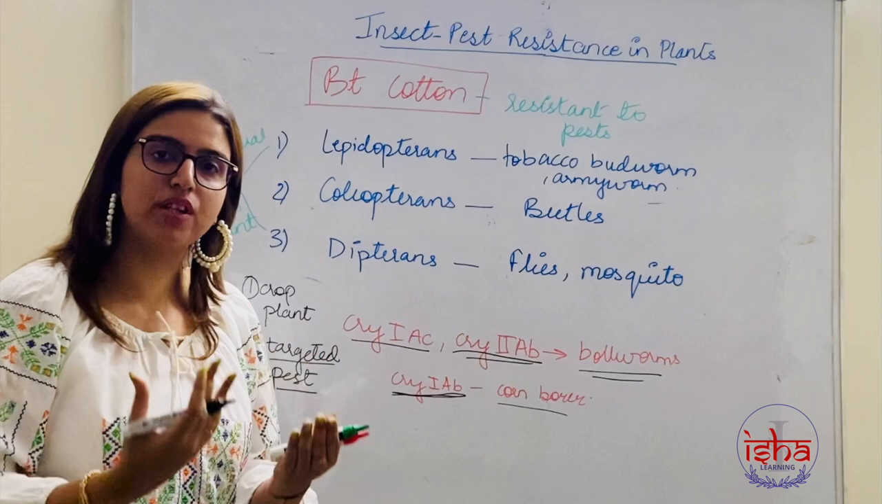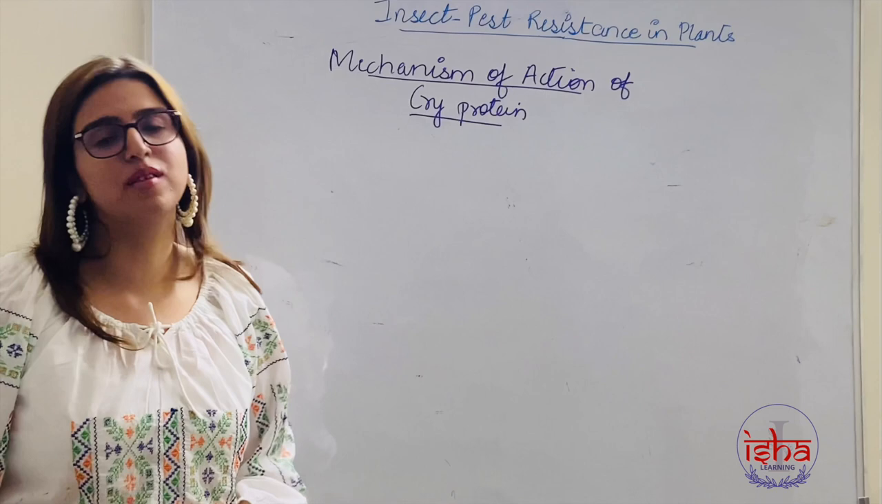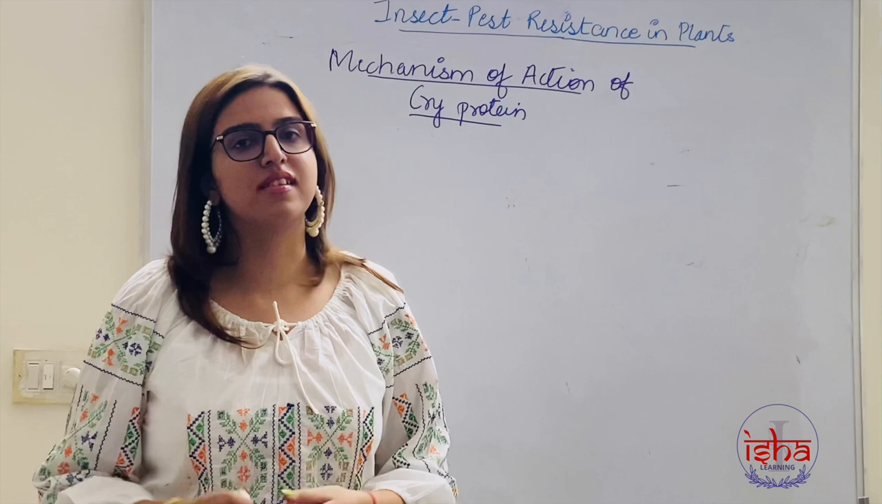So now, in the next part, let's look at the mechanism of action of this crystal protein. Now we start talking about the mechanism. How is this crystal protein affecting the insect pest resistance? How is it making the BT cotton plant resistant to the pests that I told you?